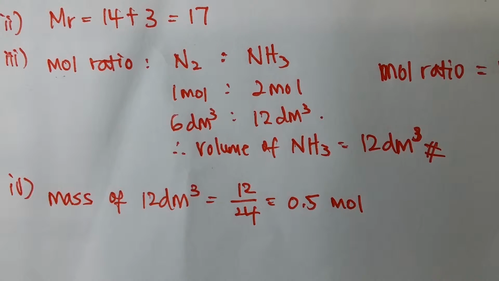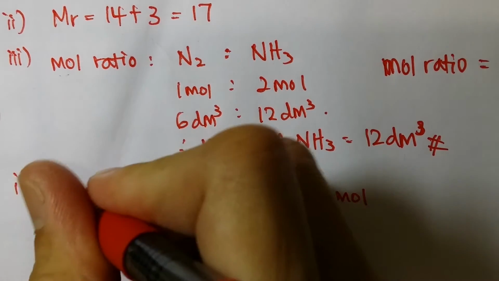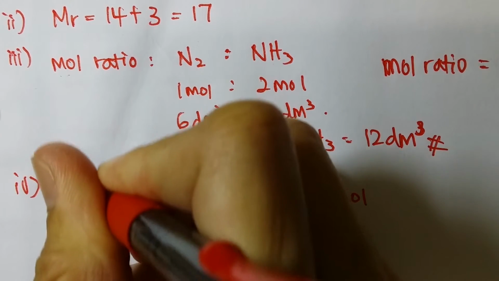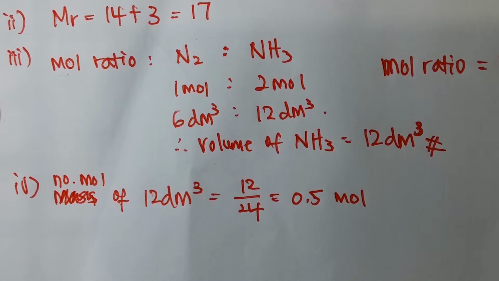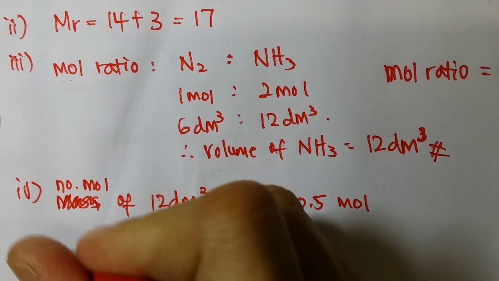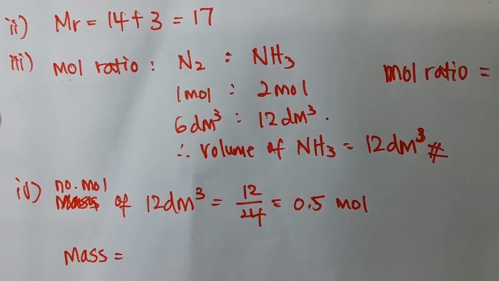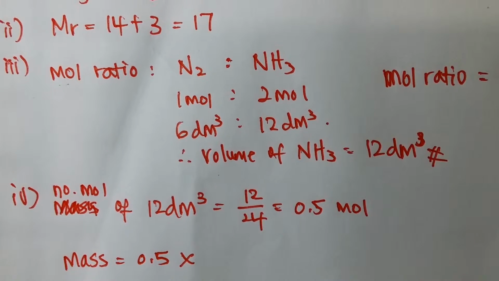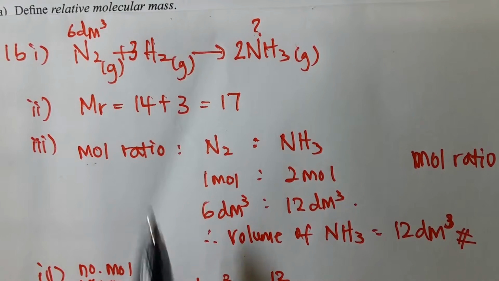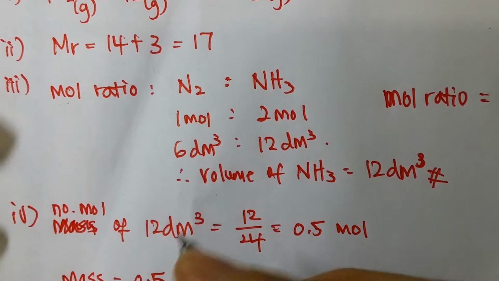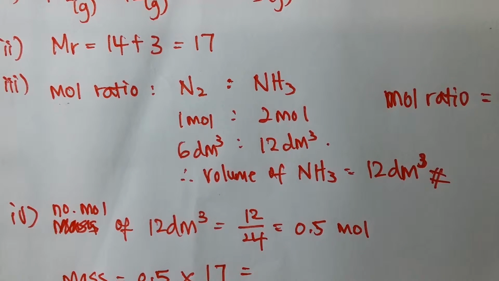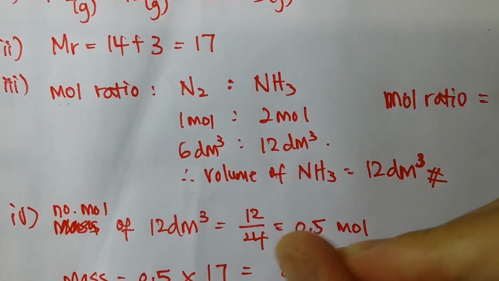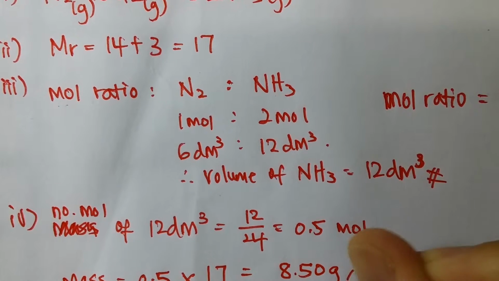Sorry, not mass, it is actually number of mole of 12 dm cube. So 12 dm cube is 0.5 mole. Then what would be the mass of 0.5 mole? Mass would be mole times the MR, 0.5 times the MR of ammonia, which you found in part 2 already, 17. And that would give you 8.5, 8.50 gram in 3SF.